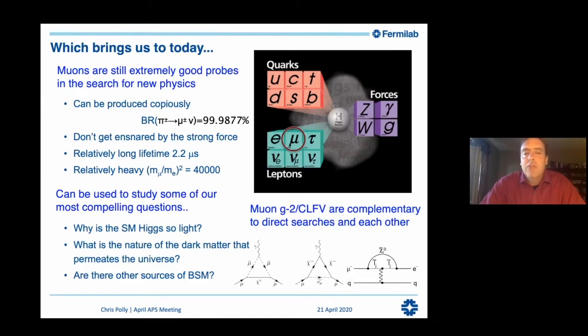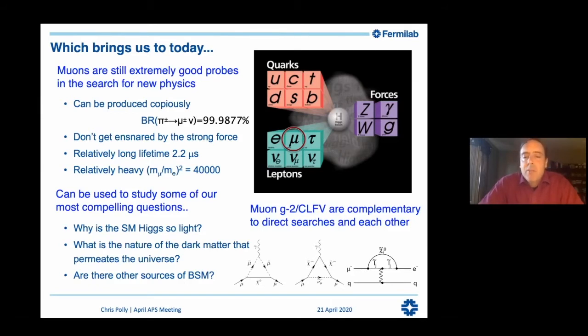Relative to the electron, the square of their mass is of order 40,000, and the sensitivity to new physics often scales as that square. So that allows them to be used to study some of our most compelling questions. Questions like, why is the standard model Higgs so light? What is the nature of the dark matter that permeates the universe? And more generally, are there any other sources of beyond standard model physics out there?